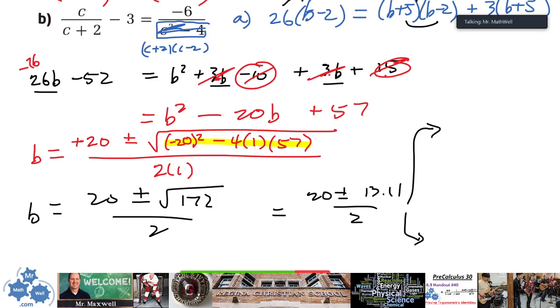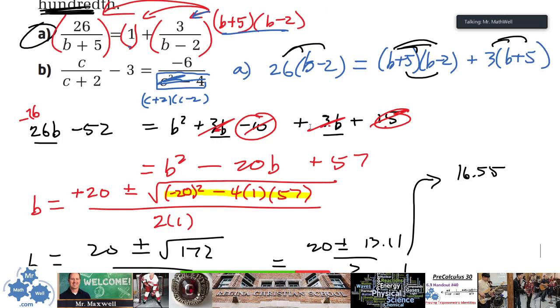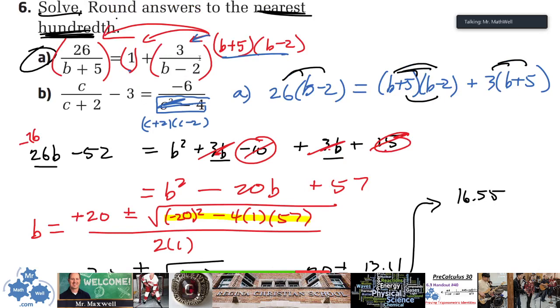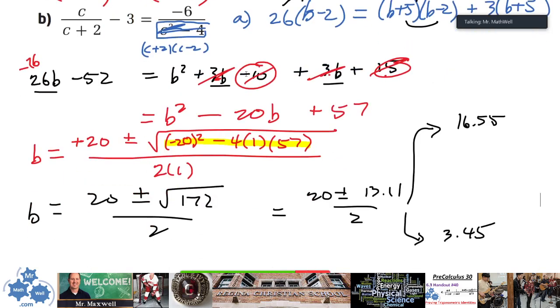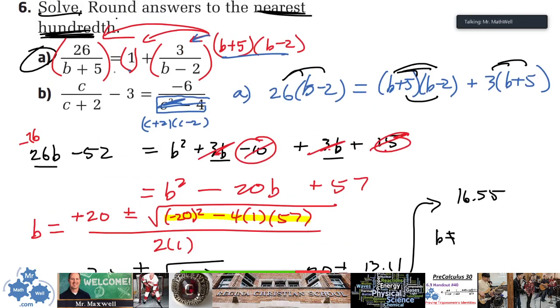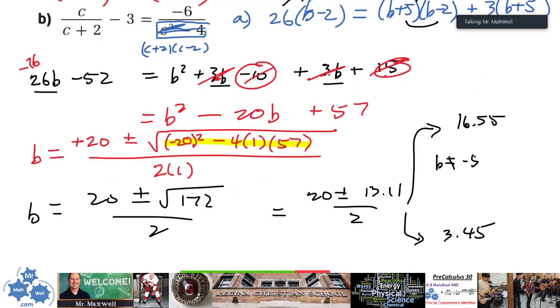So what's this going to be? Well, let's just calculate that real quick. Okay, so the 2 solutions I get with the calculator are 16.55 and 3.45. So are any of those restricted values? Oh, I should probably note my restrictions. B cannot be equal to negative 5 and positive 2. It just so happens that neither of these answers are negative 5 or positive 2. So if these are the only restrictions, it looks like these answers both might work.